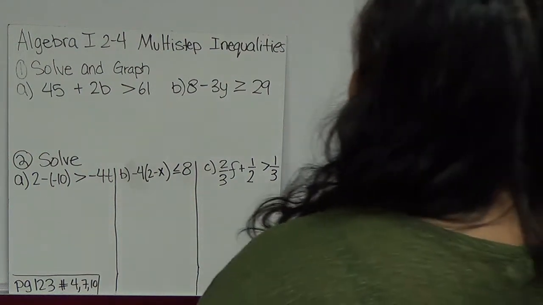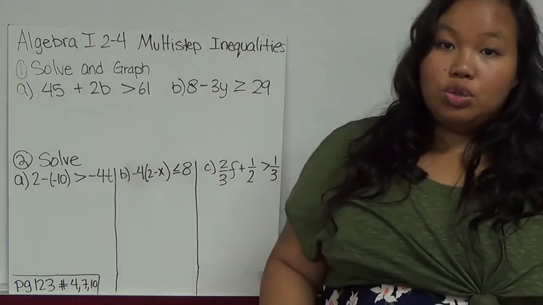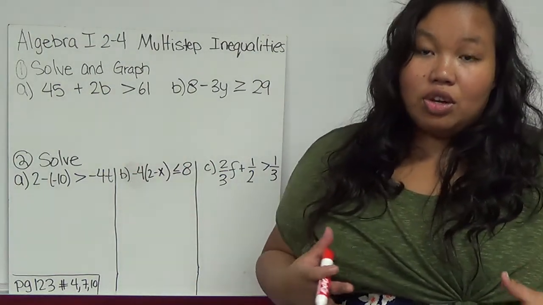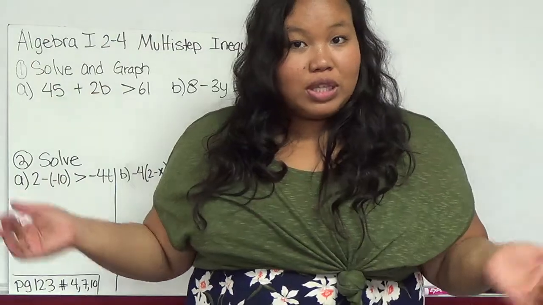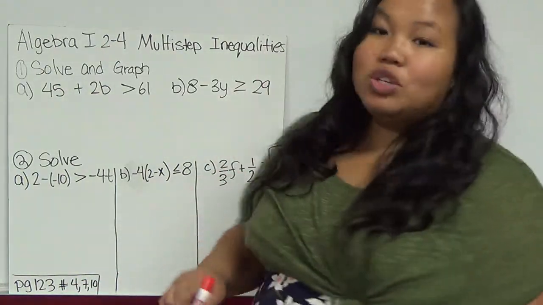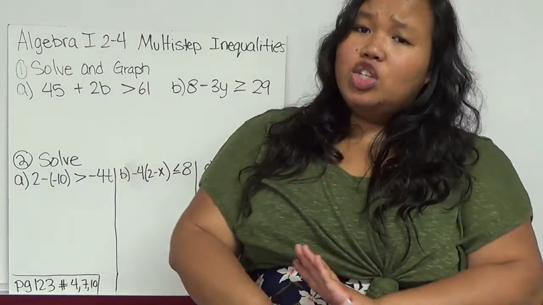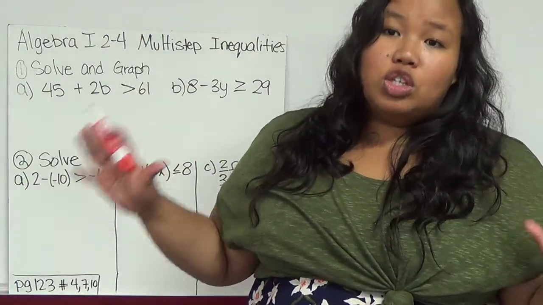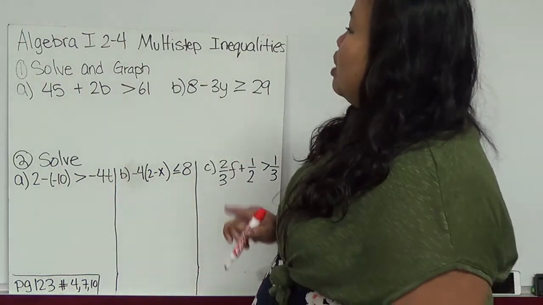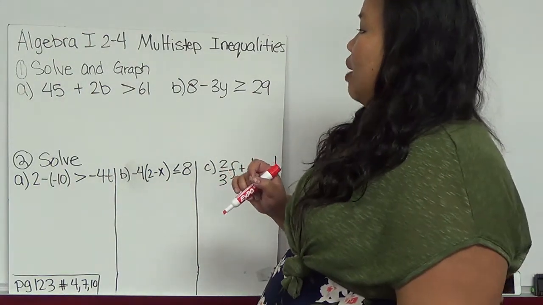Algebra 1, Section 2.4 is going to take what you learned from 2.1 to 2.3 and combine them together. So far you've been lucky, we're doing just one step, but of course with math it's never just that easy. In this sense, we're doing all the same things, and we're not introducing any new rules. You're simply applying all the rules to one section. So the first one is asking us to solve and graph, okay?